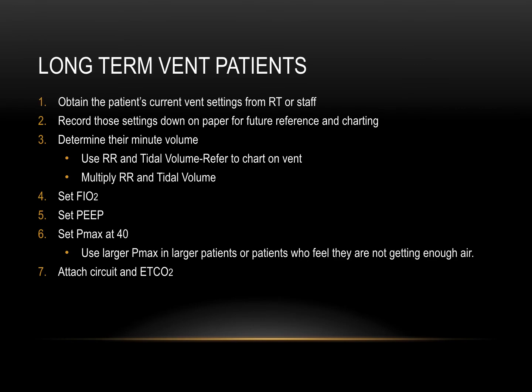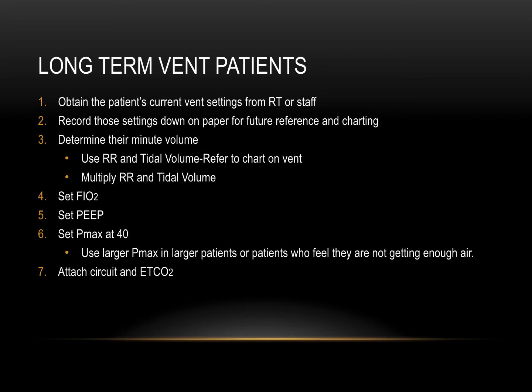Long-term ventilator patients. So we're going to go to a ventilator care adult home. We're going to go to a skilled nursing facility with a ventilator patient. These patients are awake. They're breathing on their own. They're on generally a trach with a ventilator attached. So we're going to go in. We're going to obtain the current vent settings from the RT or staff. Sometimes they give it to you on paper. You're going to take those. We're going to write them down and bring that paper with us so that we have them for future reference and charting.